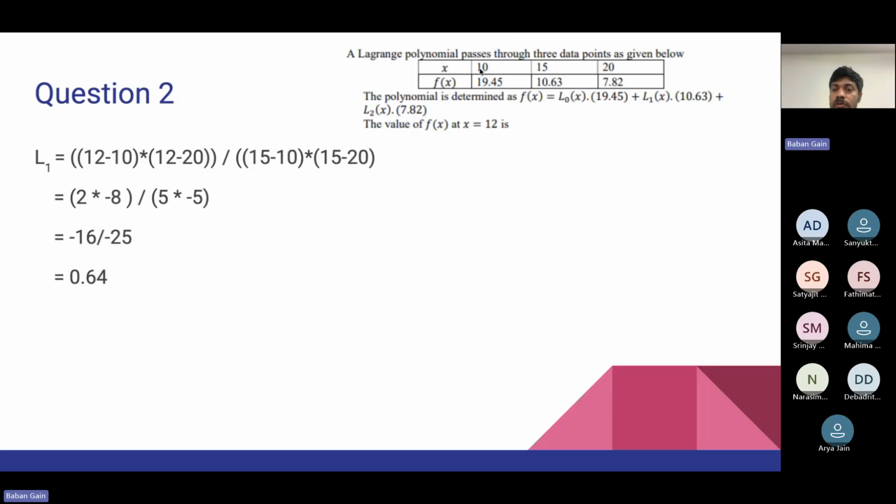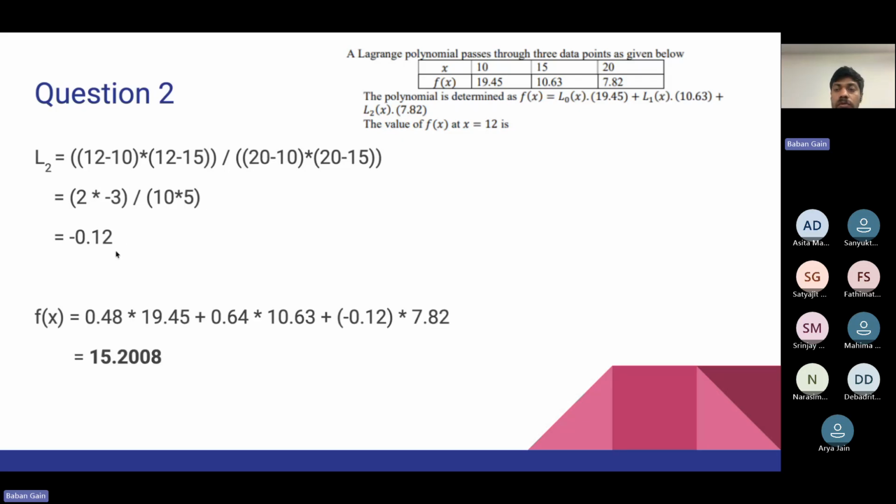12 minus 10, 12 minus 20, not 15 because 15 is like 1 here, divided by 15 minus 10 into 15 minus 20. So it will be like minus 16 divided by minus 20, minus 25. So it will come out to be 0.64. And then L2 you have to consider 12 minus 10, 12 minus 15 divided by 20 minus 10 into 20 minus 15. So it is coming out to be minus 0.12.